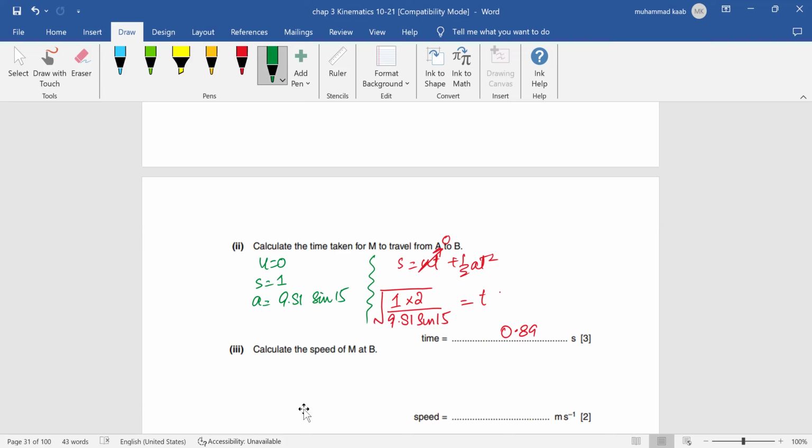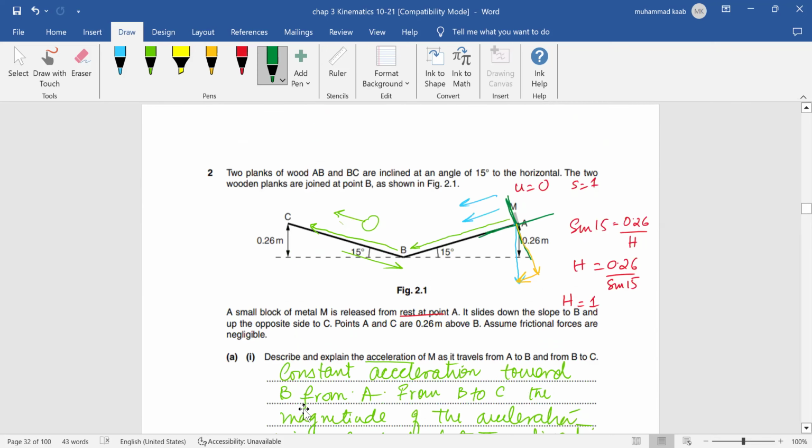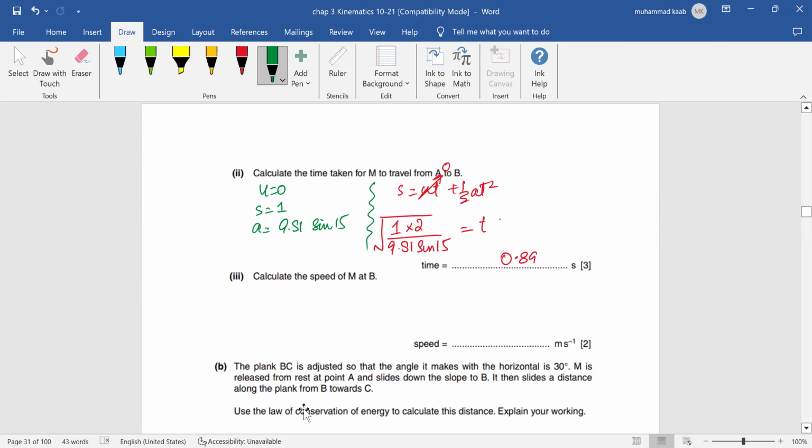Yes, sir. Okay, so now the third part says calculate the speed of m at b. Simple concept. At b means just use the equation of motion again, and now you have four quantities, right? The time and these three quantities. You can use a equals v minus u over t. u is 0, so just multiply 9.81 sine 15, the acceleration, with the time, which is 0.88.